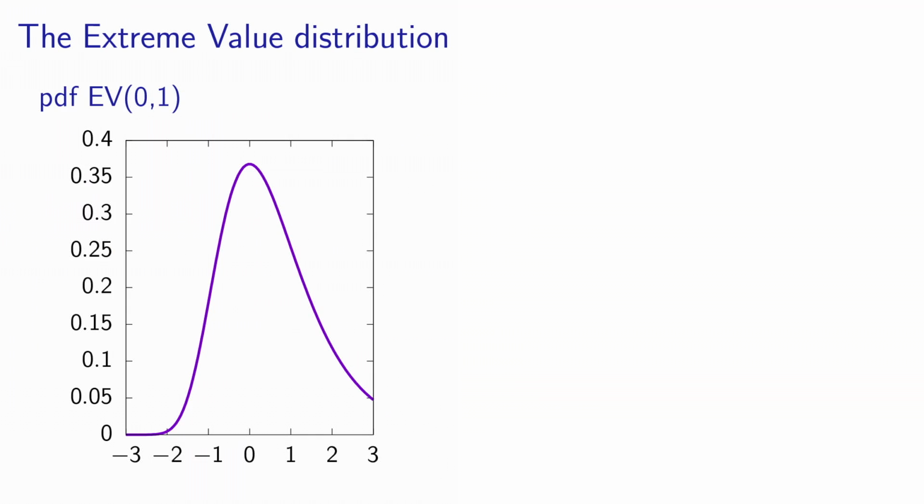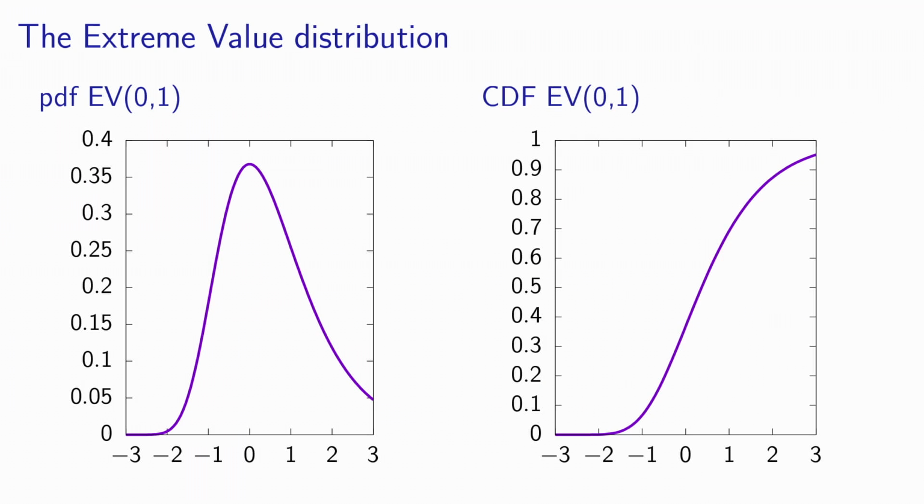So here you can see the probability density function of the extreme value distribution. And you can see that unlike the normal distribution, the distribution is not symmetric. So you can see that it is skewed and it has a bigger right tail. And it makes sense as the probability of the highest values is higher as we're taking the maximum of those values. And here you can see the cumulative distribution function.